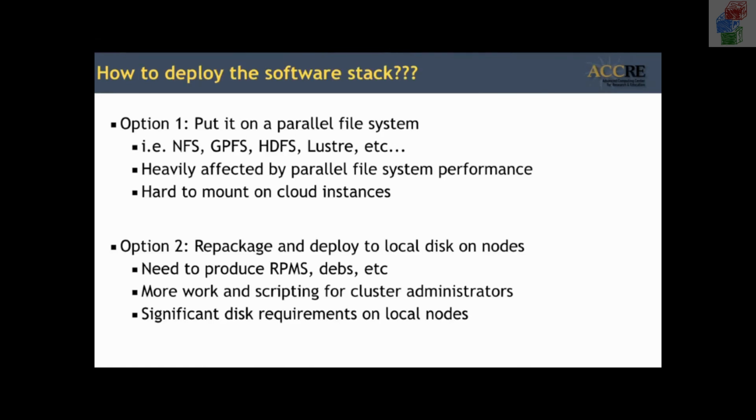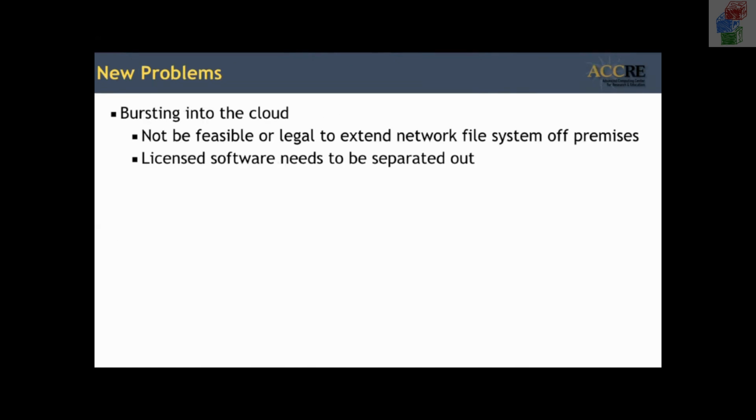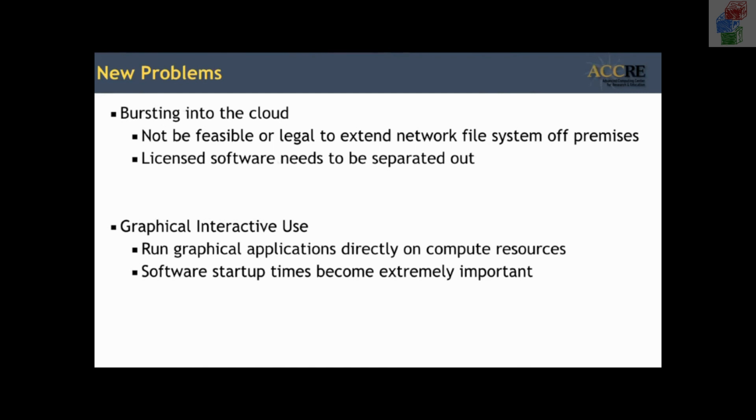So we've been pretty happy with option one in the past, but the new problems that have come about in the last couple of years that have caused us to rethink this model is, one, as I said, trying to burst into the cloud. It's not feasible or legal for us to extend our network file system into cloud instances. And we also have the problem that our software stack contains licensed software and open source software. The licensed software we can't legally put into the cloud, but we can put the open source software, and we would like to do that.